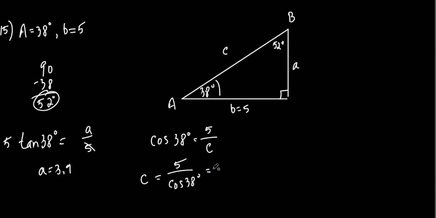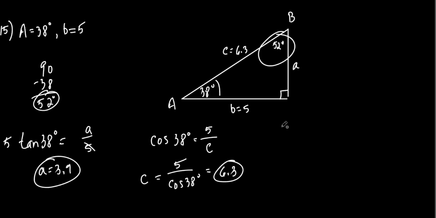Put that into a calculator and you get approximately 6.3. And there you go. You just solved the triangle, right? You got all three of the missing parts. This is 6.3. Everybody good? And this is 3.9. Really, if you can do that, you should be good.